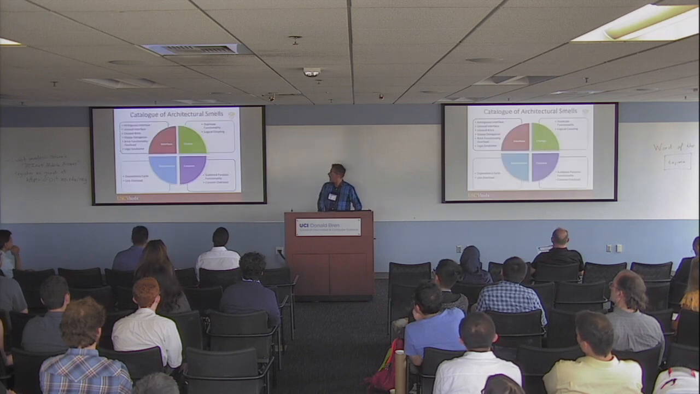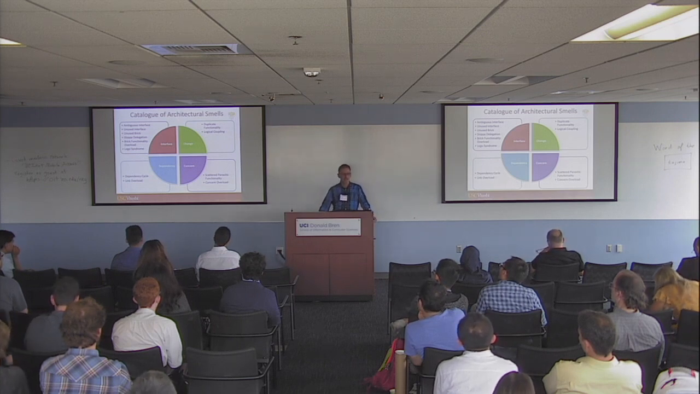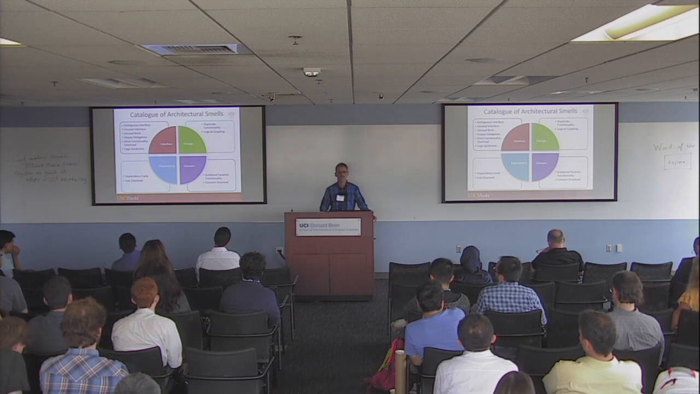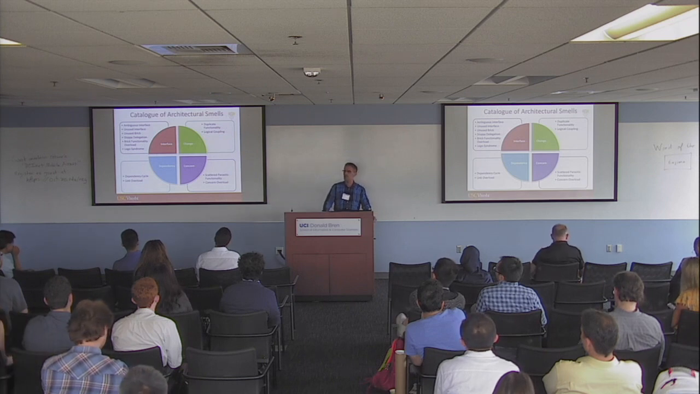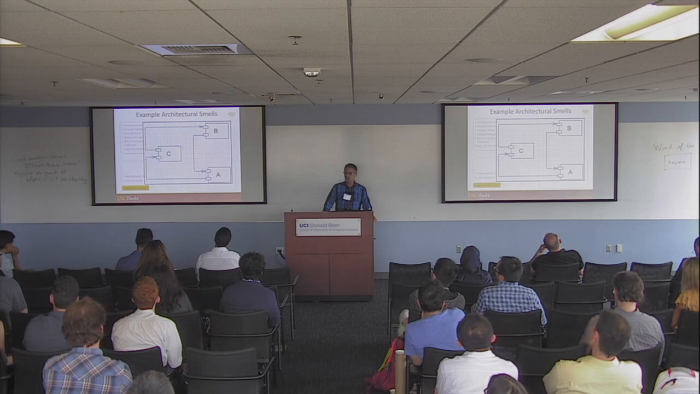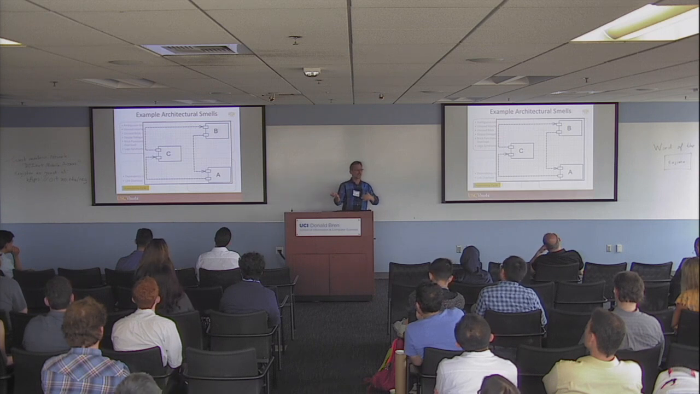So we came up with this catalog over time of architectural smells pertaining to a system's interface, the dependencies in the system, the changes in the system over time, and the concerns that the system might cover. I'm not going to take you through all of these. I'll show you just a couple of examples. So here's an example of a smell. This is a schematic of a dependency cycle. A depends on B, B depends on C, C depends on A. Happens all the time.